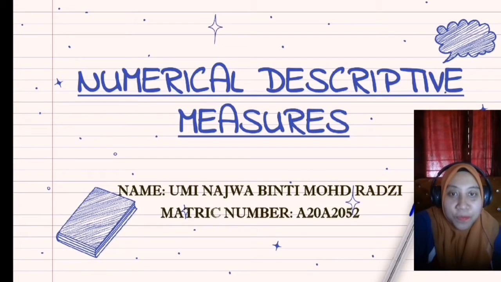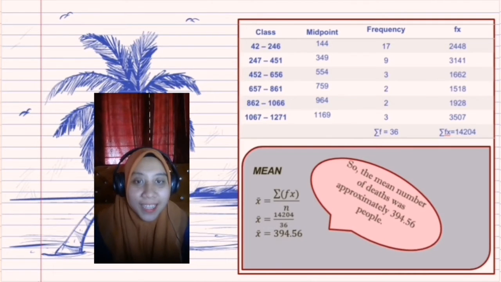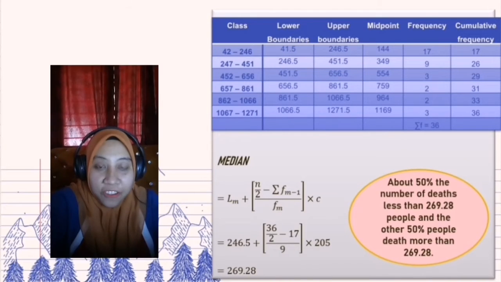Hi, Assalamualaikum. My name is Najwa binti Muhammad Radzi, metric number A20A2052. Today, I want to present about the numerical descriptive measures. Next, we need to calculate the mean. I got the answer of mean is 394.56. So the mean number of deaths was approximately 394.56 people.